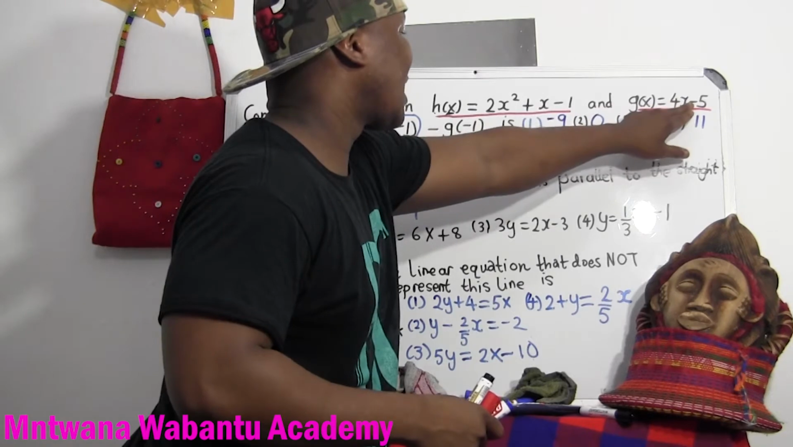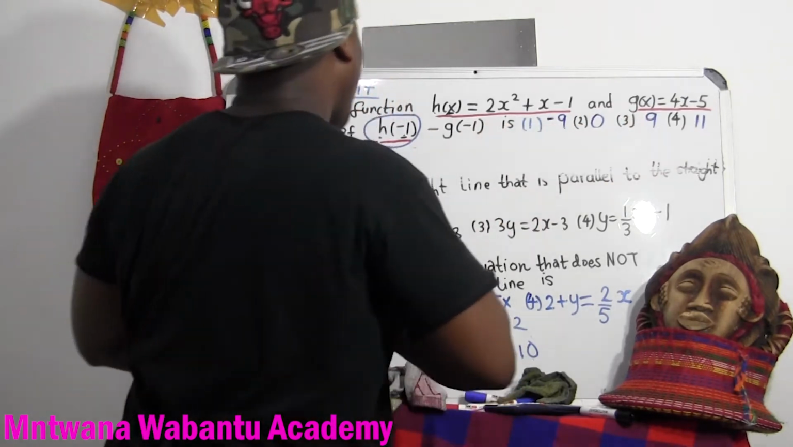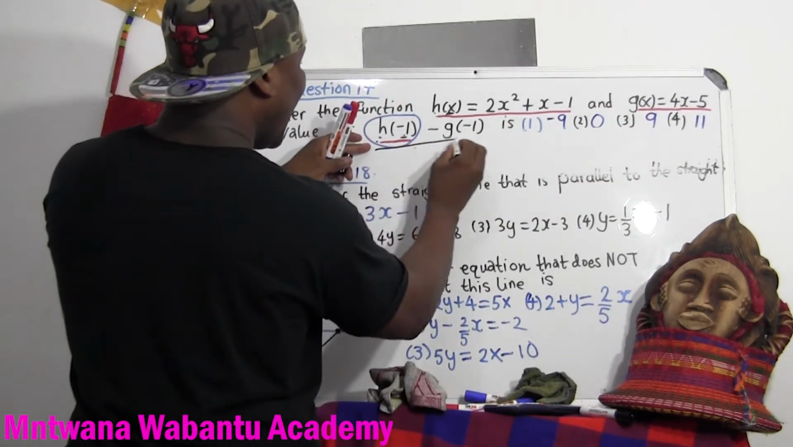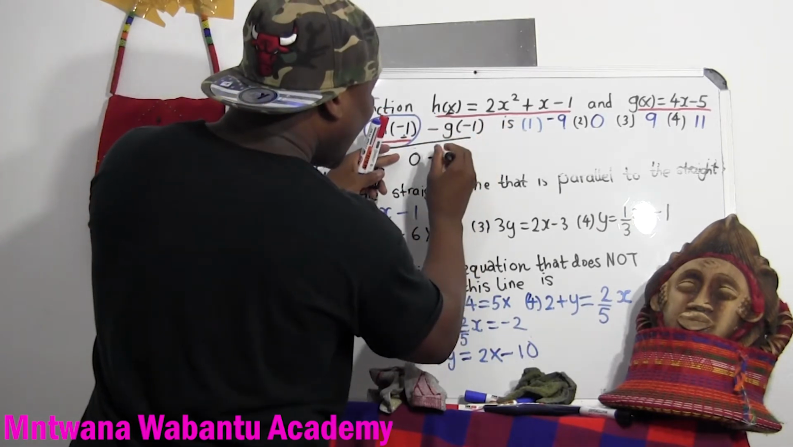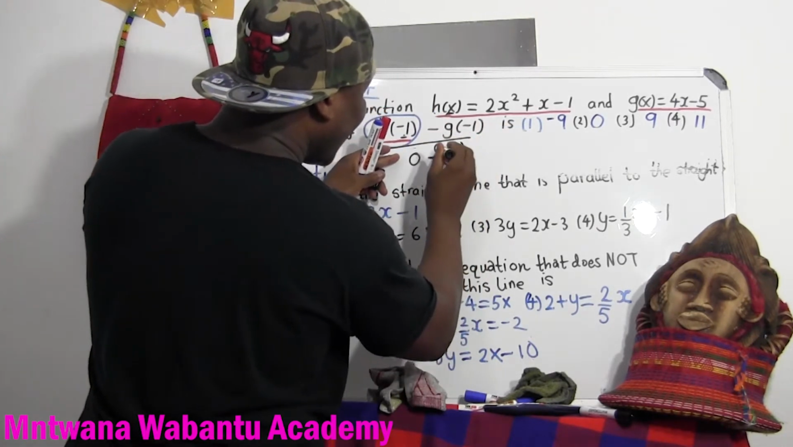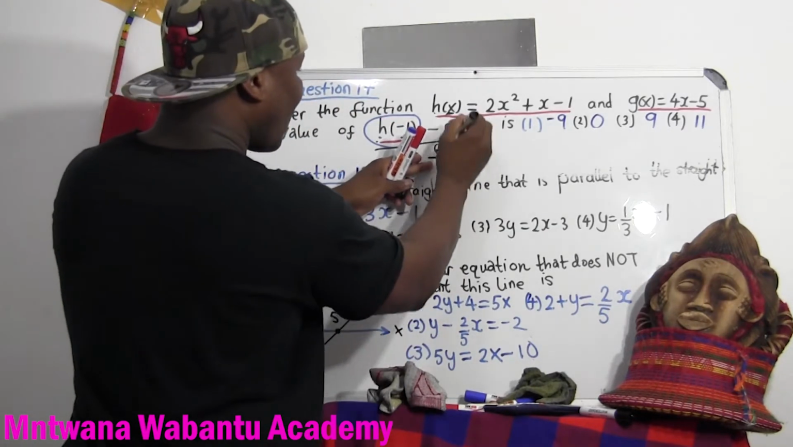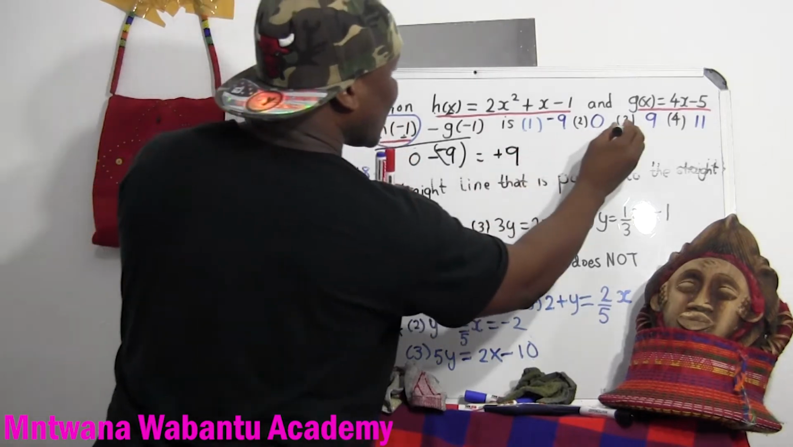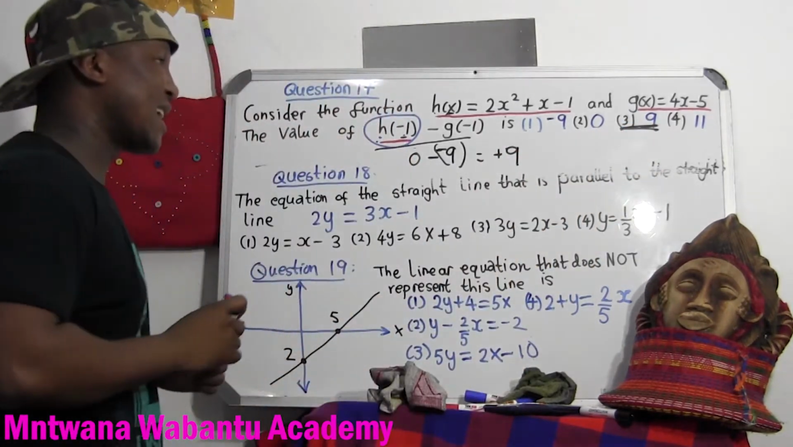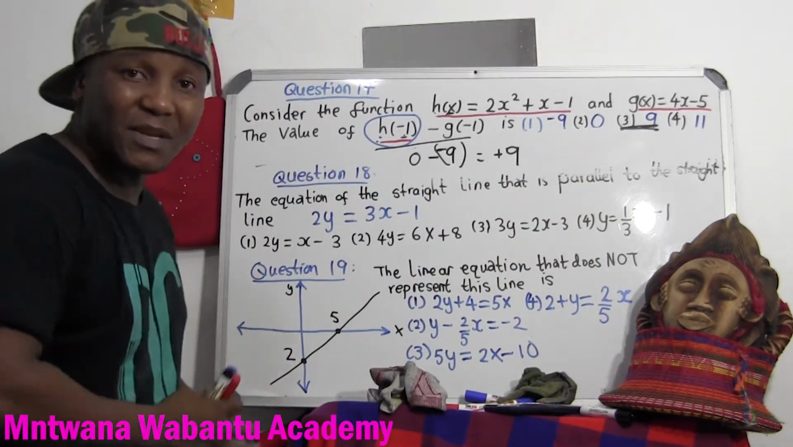4 times -1 is -4, minus 5 is -9. So in the question they want h of -1, which equals 0, minus g of -1, which equals -9. So 0 minus (-9): minus a negative is positive, so it's going to be positive 9. This is going to be our answer, option 3. So question number 17 is done.